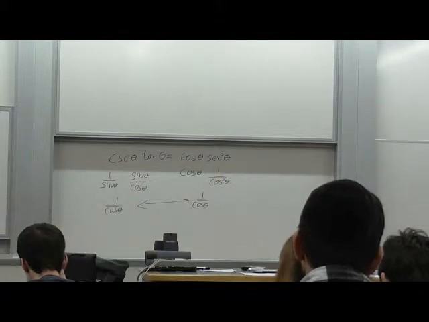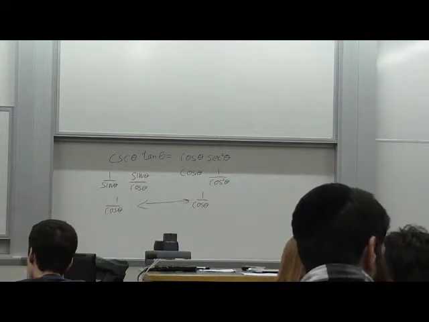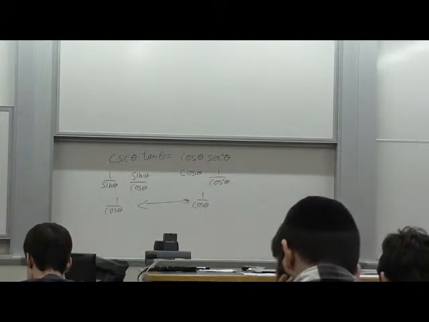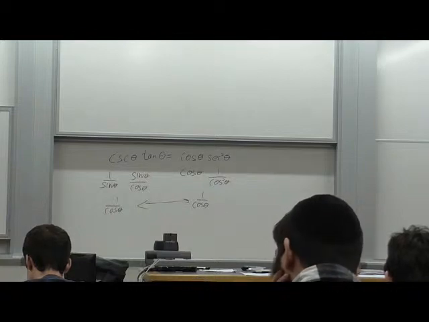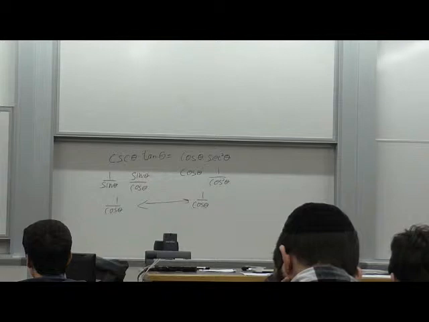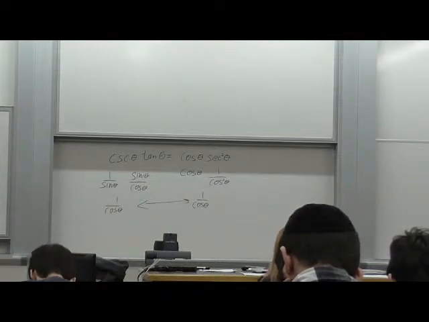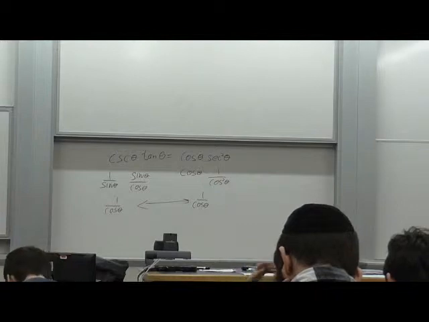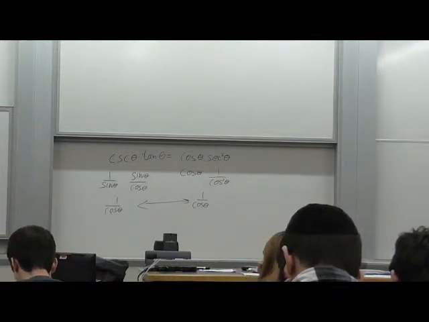Okay, one more here. Cotangent squared theta equals cosecant squared theta minus cotangent theta tangent theta.